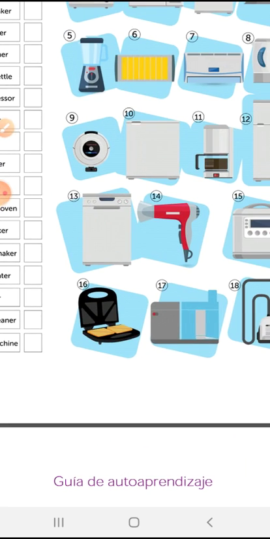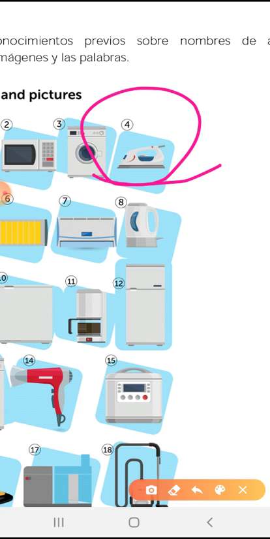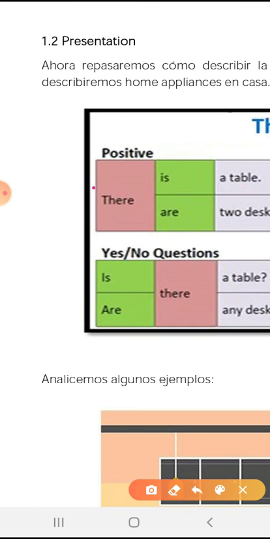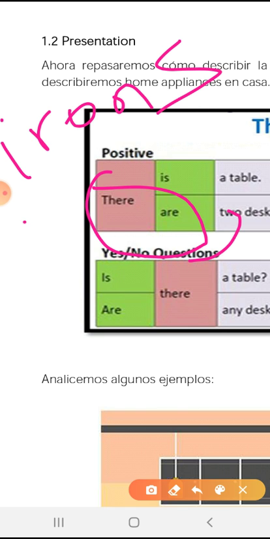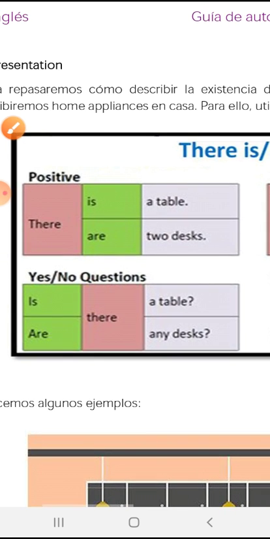Now, what if in our house we have several irons? Y tenemos varias planchas. What if in our house we have several irons? Okay? So we say, there are, plural, there are 2 irons. There are 2 irons in my house. Ahora de nuevo, there are 2 irons in my house. Yes? The same can be said with chairs. For example, there are 2 chairs in my house.